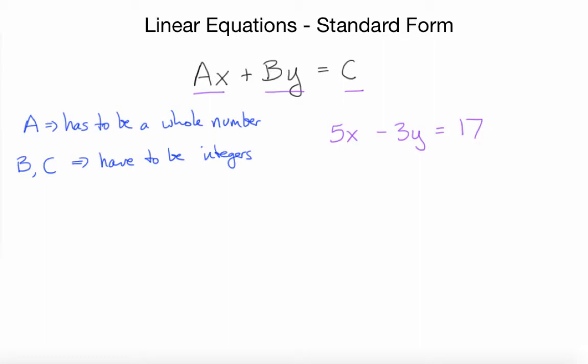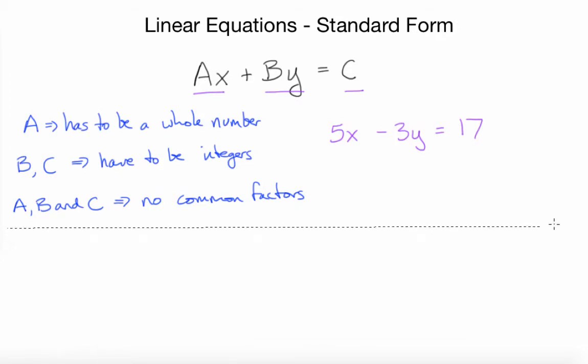And that brings up one other last point that we need to have happen, is that a, b, and c, my coefficients there, they have to be in lowest terms. There can't be any common factors. No common factors between the three of them. So let me illustrate some examples of what is not in standard form, just to help point out what I'm talking about here.